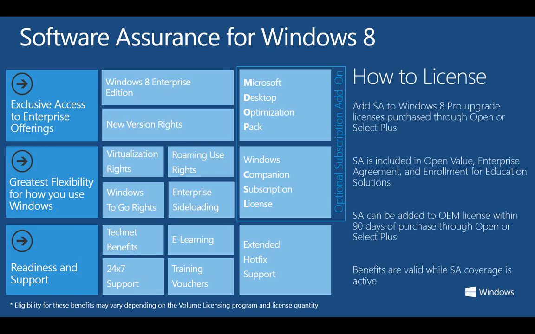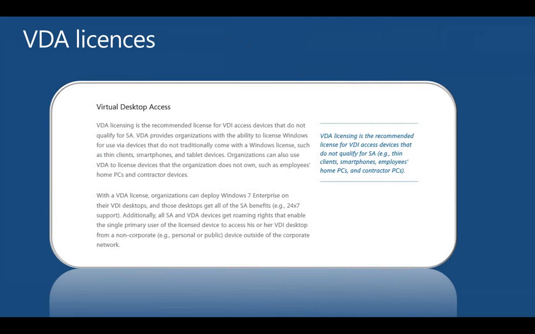One thing to note for those of you who like to purchase through OEM, software assurance can be added to an OEM purchase provided it's done within the first 90 days. We've then got the VDA license. The VDA license is a subscription model, so unfortunately those of you wanting a perpetual license, you can't do that. You will need to renew this on an annual basis.